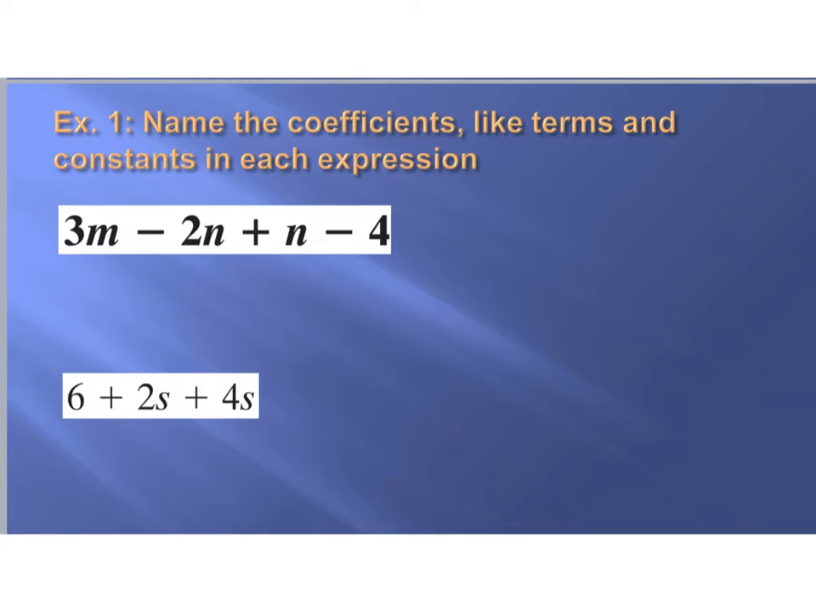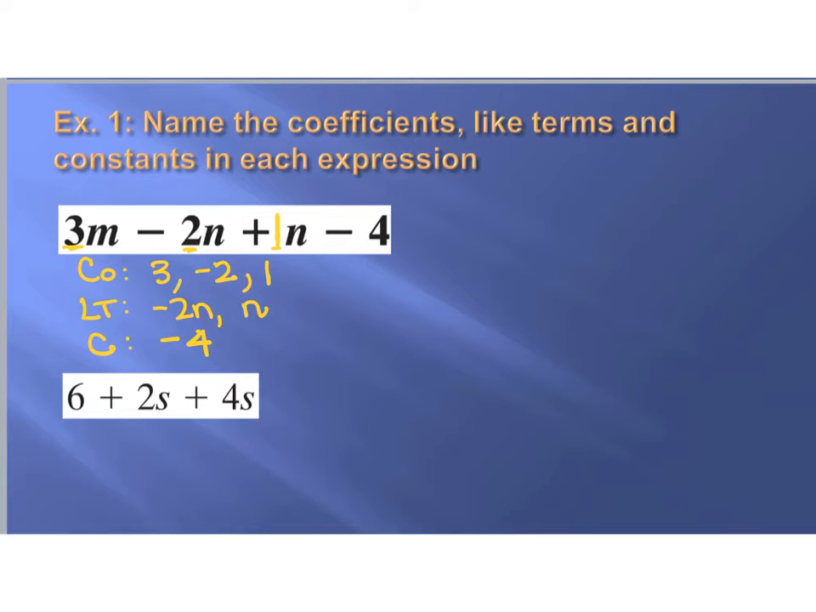If I look at 3m minus 2n plus n minus 4, my coefficients are going to be 3, the number in front of the variables. So I have 3, negative 2, and technically I have a number 1 in front of that n. So it'd be 3, negative 2, and 1. My like terms are going to be the negative 2n and n. And the constant is going to be the number without a variable, which in this case is going to be negative 4.